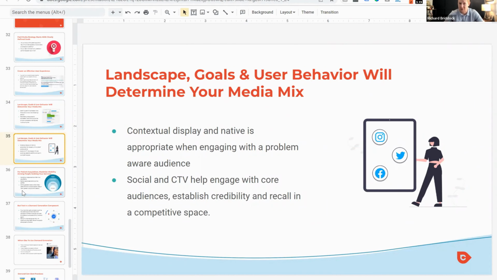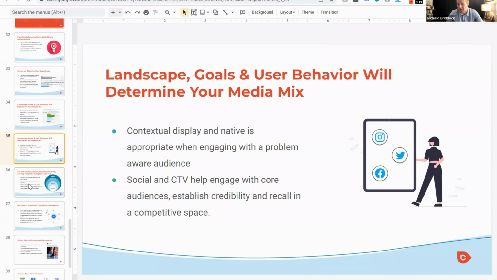Moving beyond search, you've got stuff like contextual display, so keyword-based display. Again, this is great for people who are more problem aware, who might not necessarily know the solution, but they're searching for conditions. And then you can introduce your solution to them via a native ad, a display ad. You can even use Connected TV. And then once an audience has been exposed to those ads, you can remarket to them on your social networks and so on.